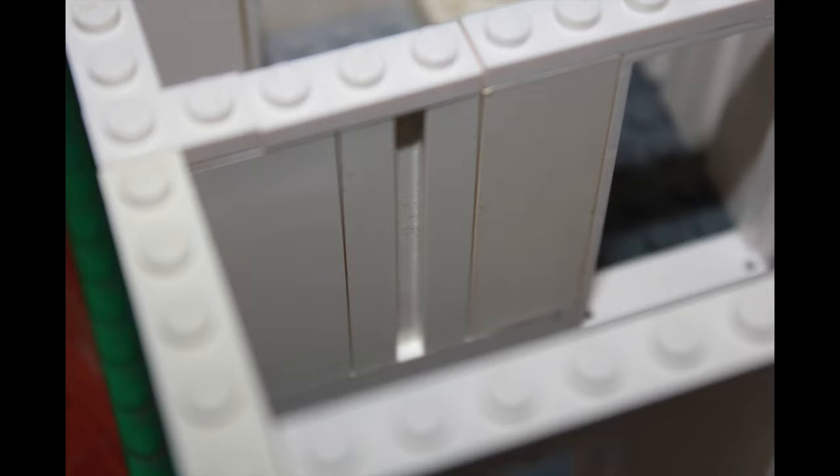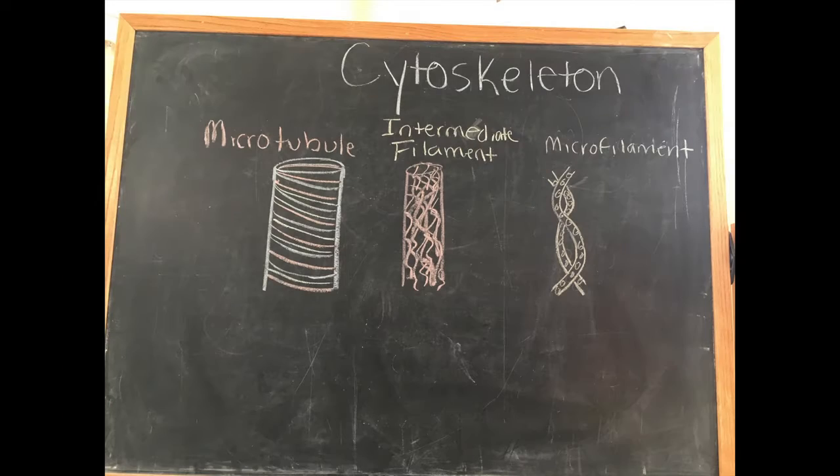Microtubules are hollow rods about 25 nanometers in diameter and about 200 nanometers in length. Microtubules grow by the addition of tubulin dimers, which are globular proteins.